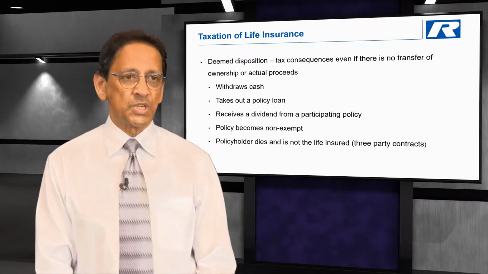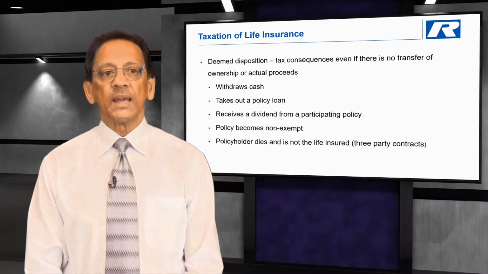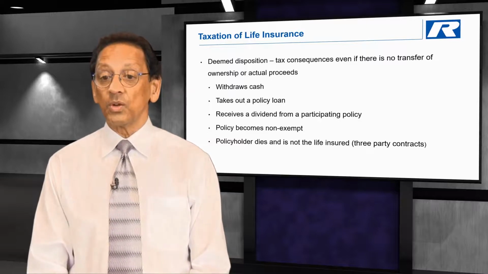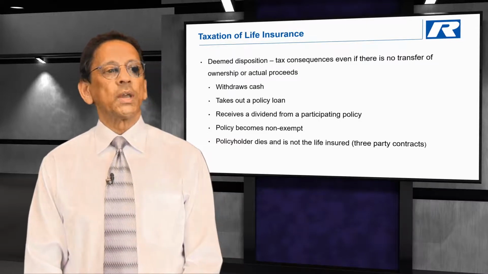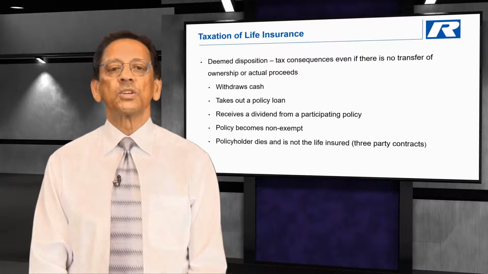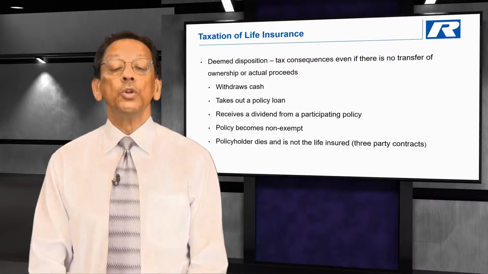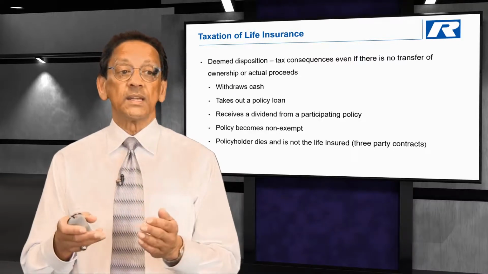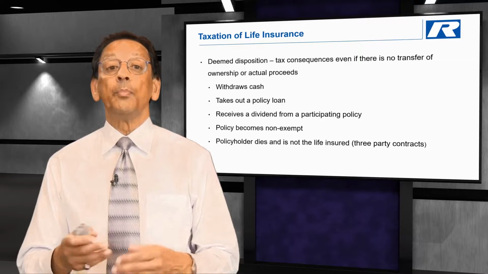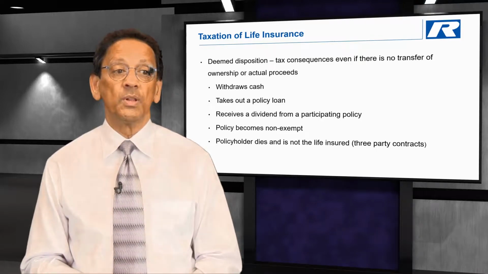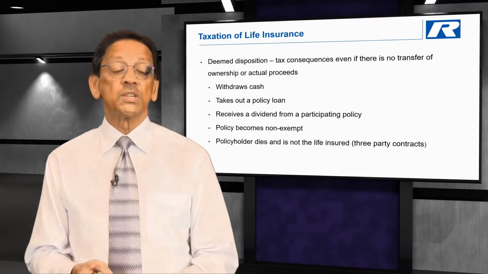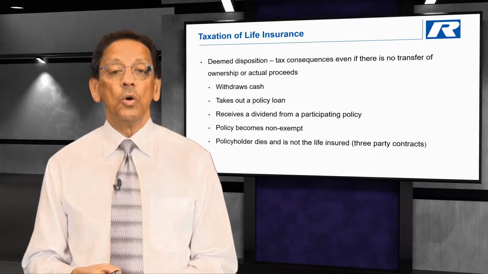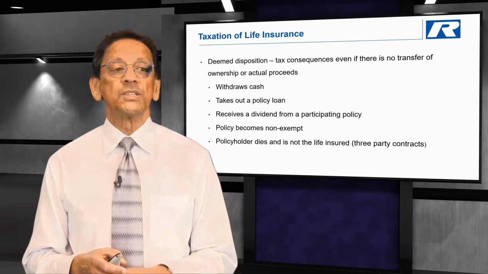A deemed disposition, as I said, means there could be a tax consequence even if there's no transfer of ownership or actual surrender of the policy. Let's look at those scenarios where this could be possible. For example, you withdraw some cash out of the plan. Or instead of taking cash out, you decide to take a policy loan. You borrow money against your policy. Dividends from participating policies are usually taxable. And so there is a tax liability in that scenario.